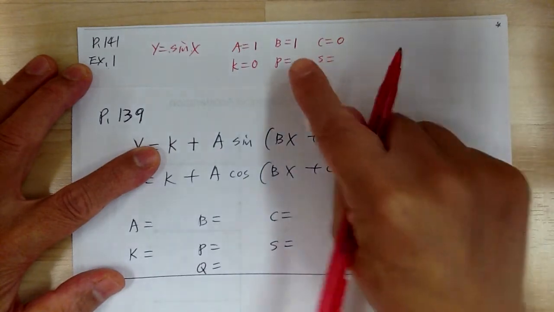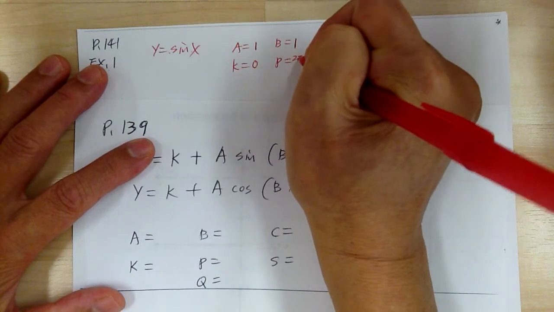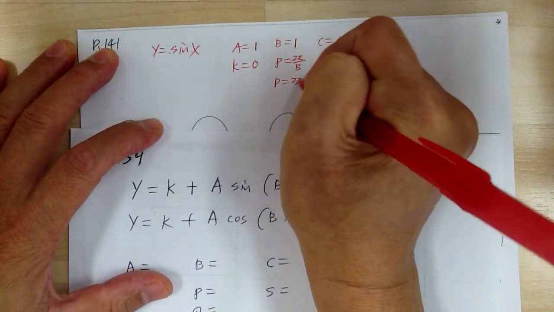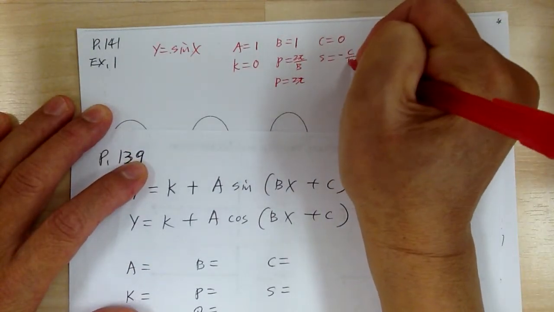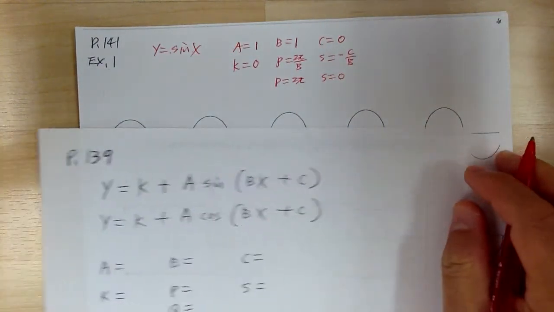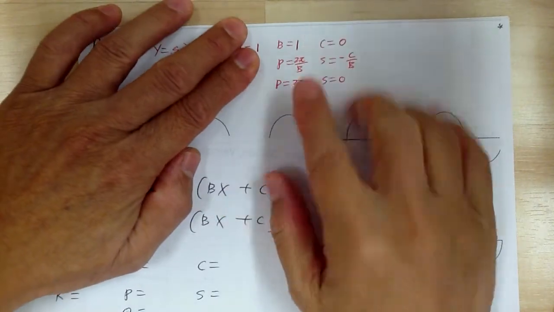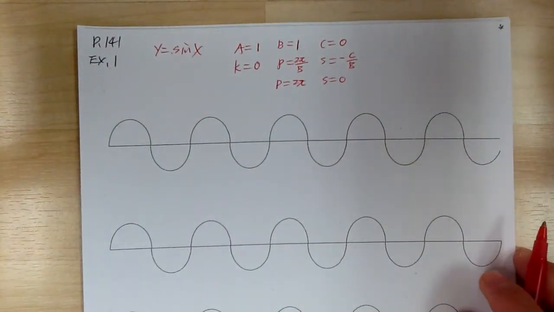Now to figure out the period, the period equals 2 pi over b. So in this case, the period equals 2 pi. The shift is equal to negative c over b, but because c equals 0, the shift equals 0. Right now, we're not going to worry about the shift or the k. We're just going to worry about the period and the a. With all the information, this is what you're going to graph.